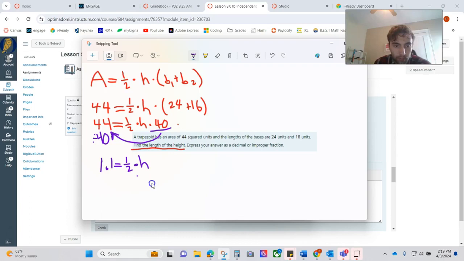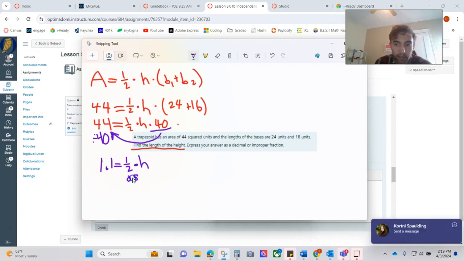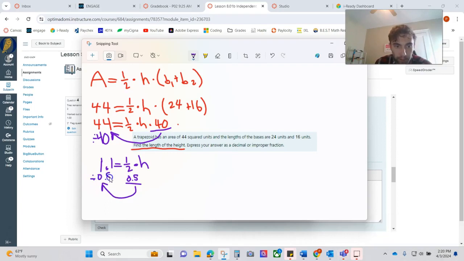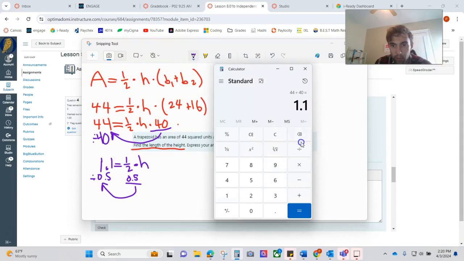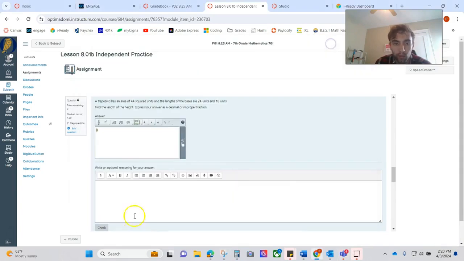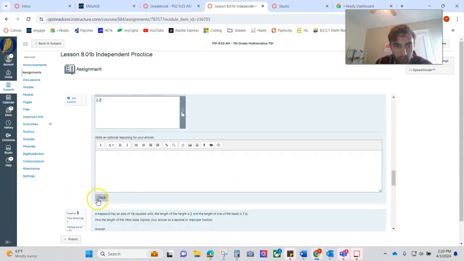Now, timesing by 1/2 is the same as kind of like timesing by 0.5. So instead of timesing by 0.5, let's do the opposite math to the opposite side and divide by 0.5. 1.1 divided by 0.5, 2.2. So that's the height, 2.2.